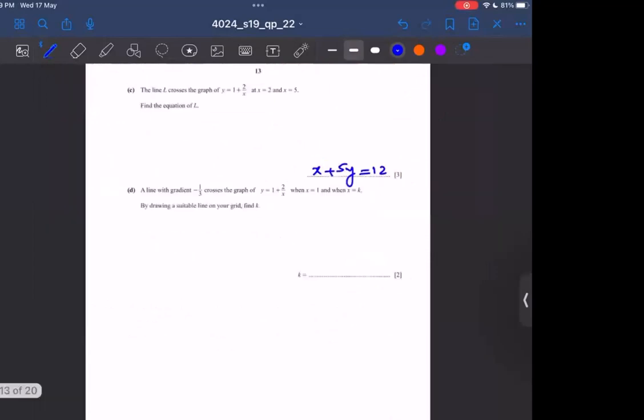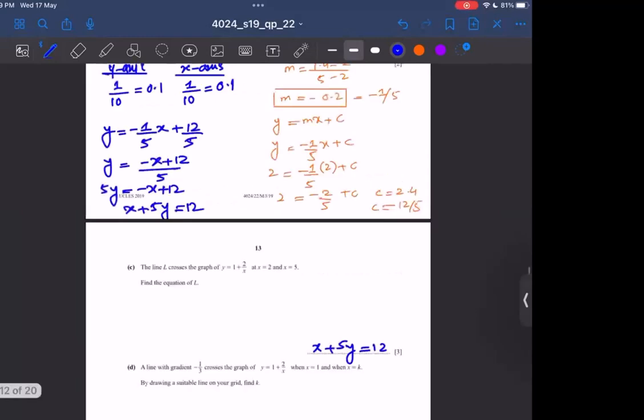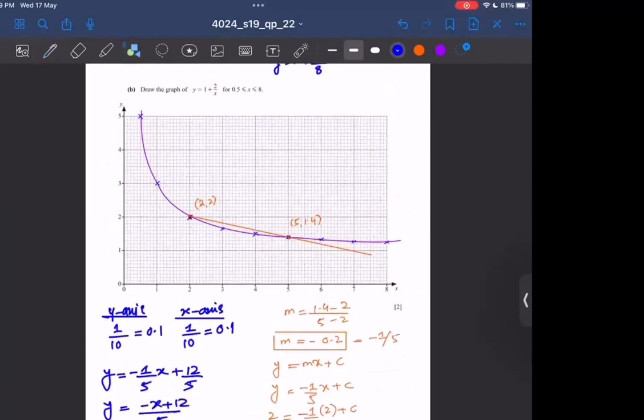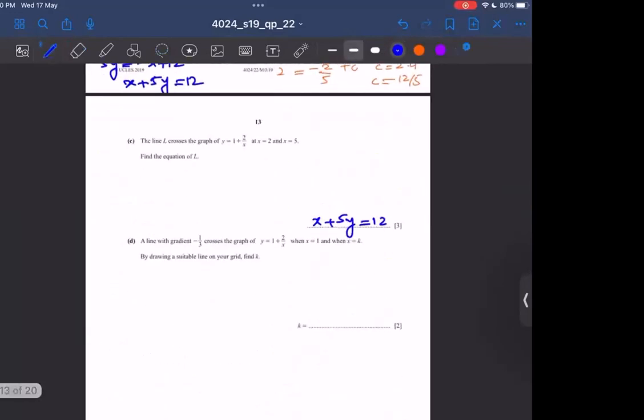Then we have a line with the gradient minus 1 by 3 that crosses the graph of y equals 1 plus 2 upon x when x equals 1 and x equals k. By drawing a suitable line on the grid, find the value of k. Okay, I'm just removing this line here now because we don't need to draw it. Now they're saying there's a line that passes through x equal to 1 on the graph and x equal to k on the graph, and has a gradient minus 1 by 3.